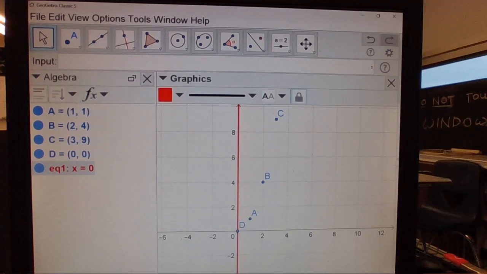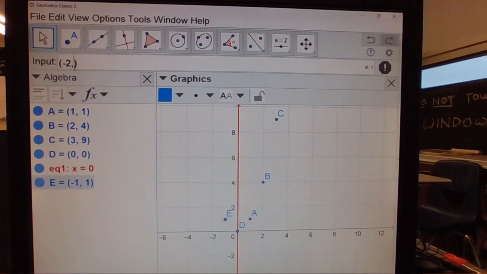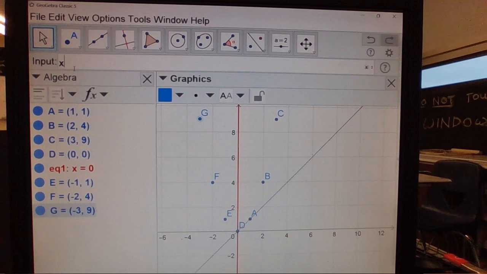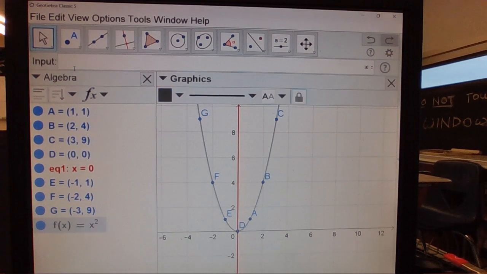There you go. All right, so those are the points on the right-hand side of x squared. Using the symmetry, we should also know that we have (-1, 1), (-2, 4), and (-3, 9). And if we connect those with a smooth curve, there's our x squared.